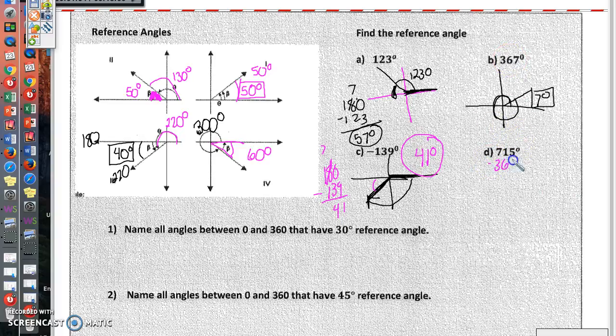So if we subtract 360, we get 355. So that means that we're down here. So if that's 355, this would have to be 5 degrees.